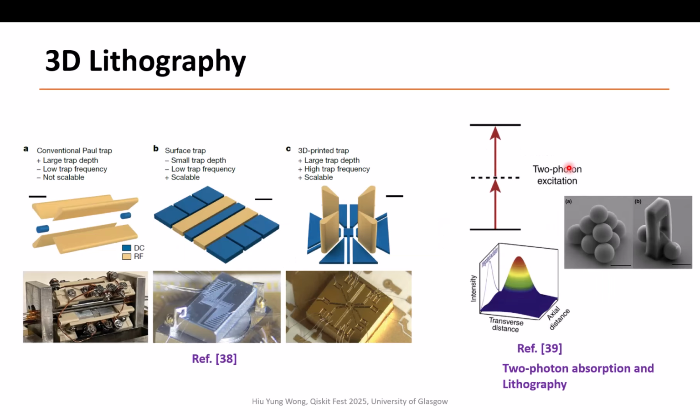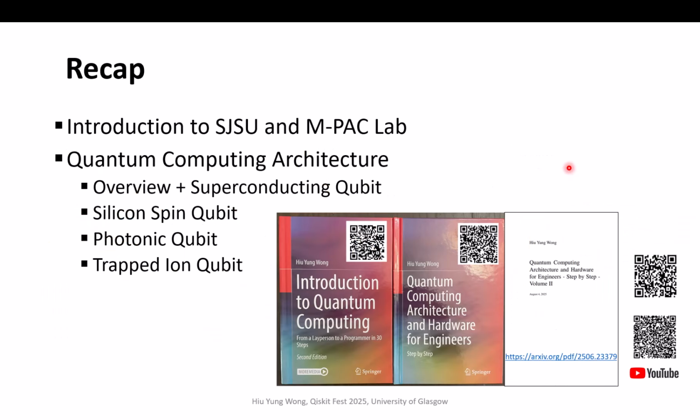I will skip integration, and I think I will stop here because only 4 minutes are left. So I summarize 4 types of qubit. What I want you to take home is to always pay attention to how they form the 2-level system, what's the decoherence time, how they form the 1-qubit and 2-qubit gates, and then how they do the readout.